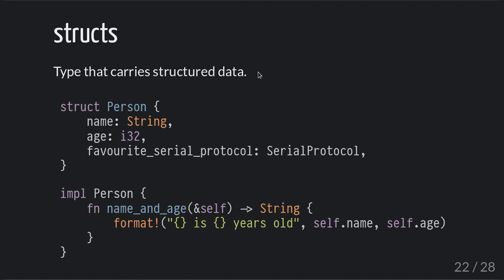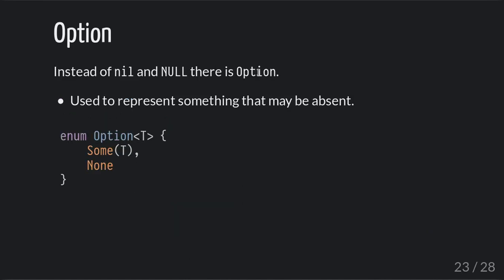Structs are the equivalent of, well, the replacement for objects, I guess. So named fields with a type, and you can associate functions with them with the impl block there. Enums can have functions associated with them in the same way, and so that gives you the feel of an object-oriented language. You can call thing dot whatever and make it look like a method, even though it's just a bit of underlying magic for you.